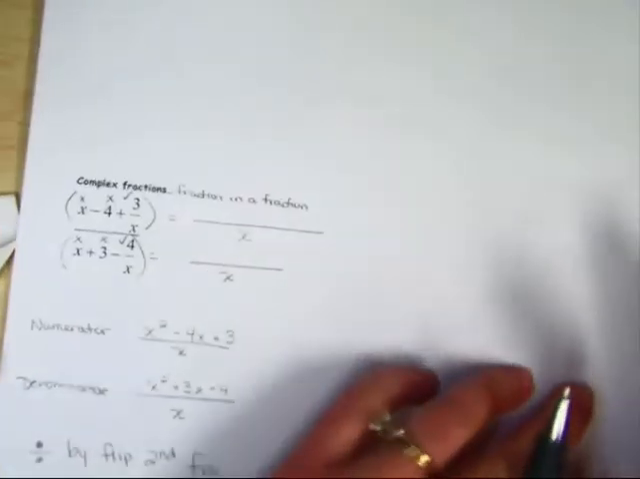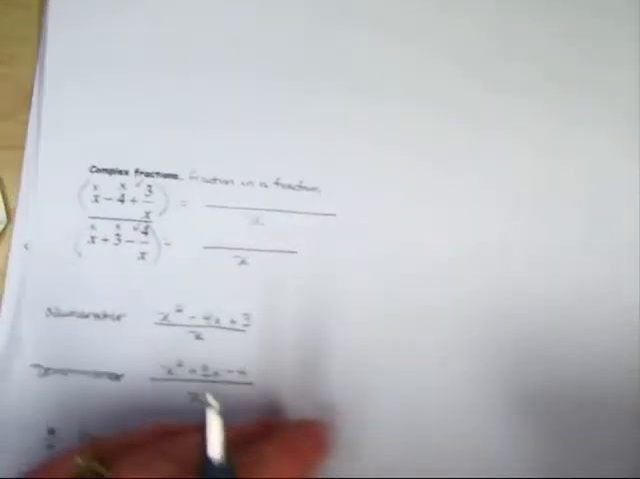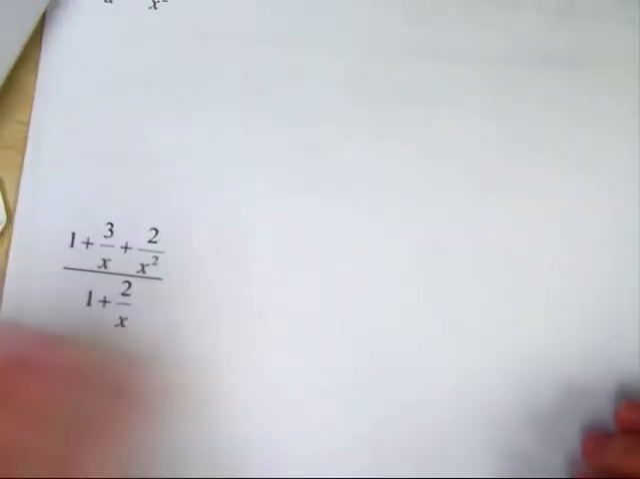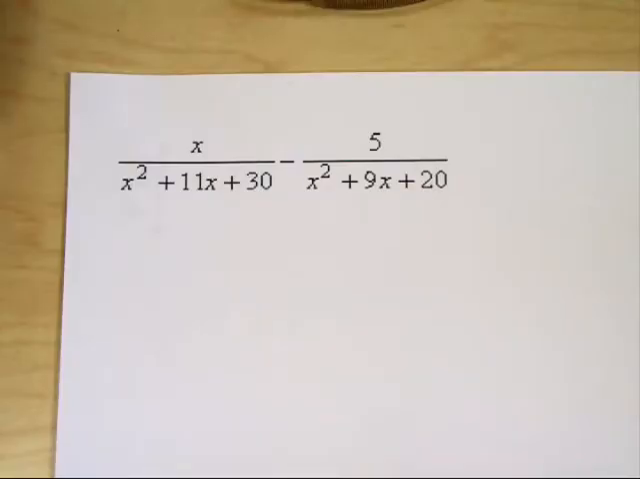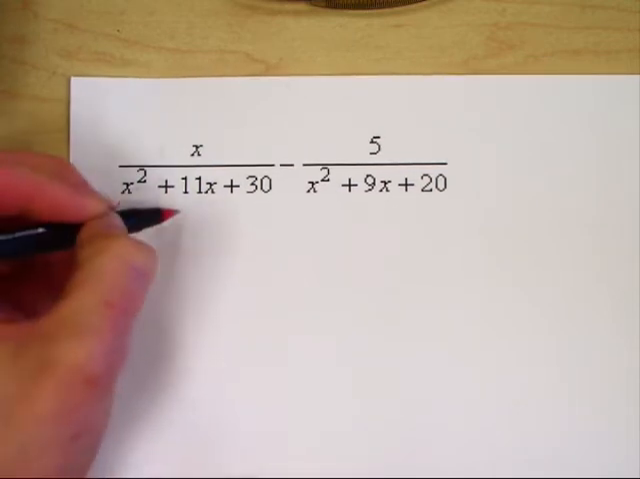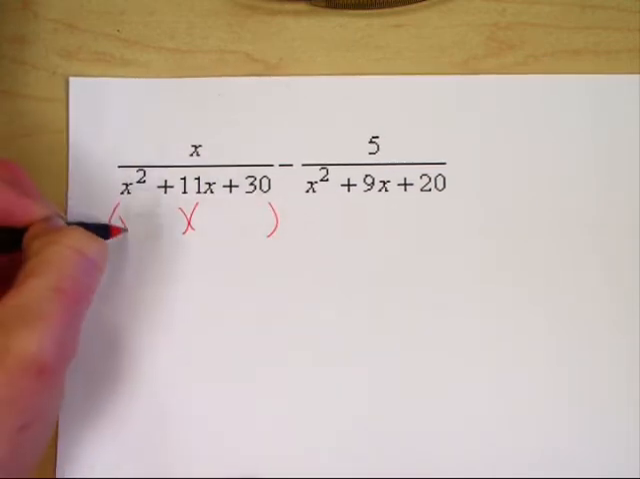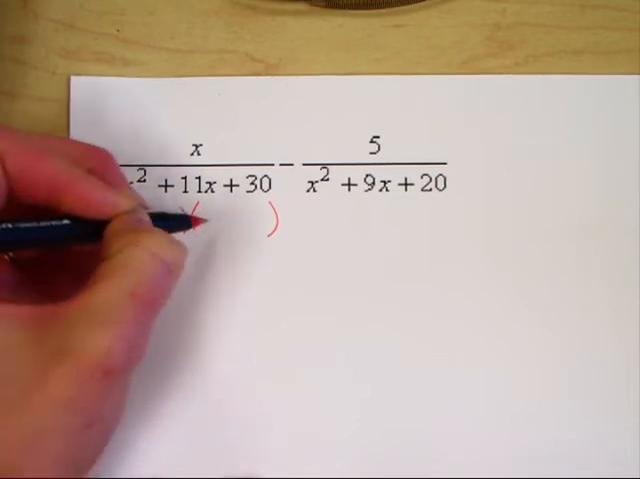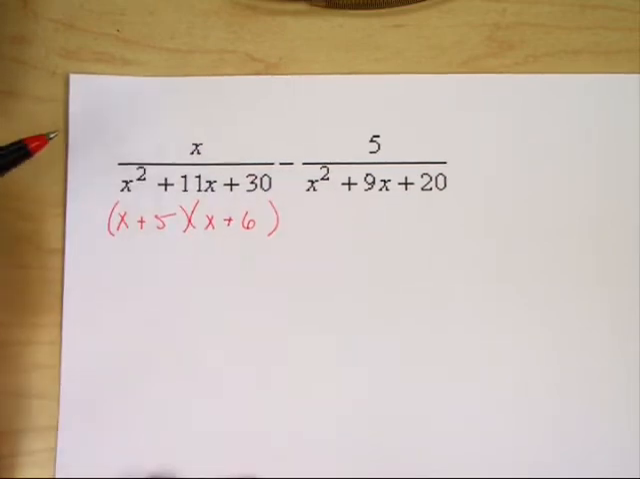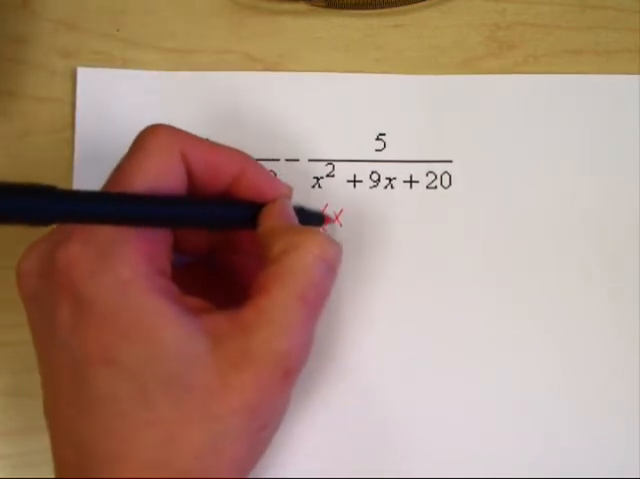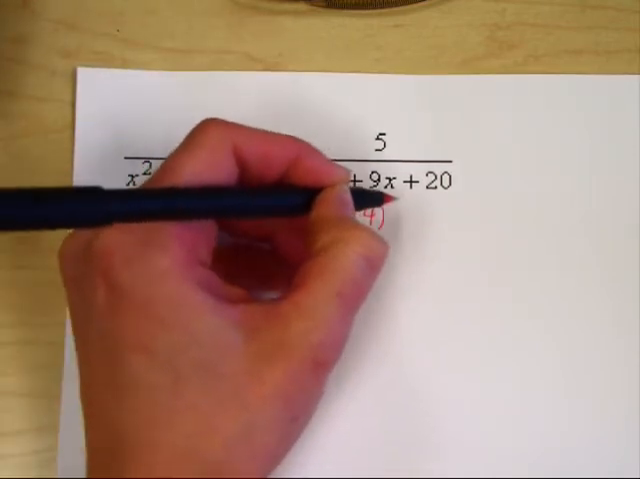Okay, we're going to find one more to do, and then we can do a couple more in class when you get here. Let's flip through and let's go to the very last problem on the back. On the last problem on the back, we're going to go ahead and factor the denominators first. The bottom left factors to x plus 5 and x plus 6. Then you factor the right denominator, x plus 4 and x plus 5.